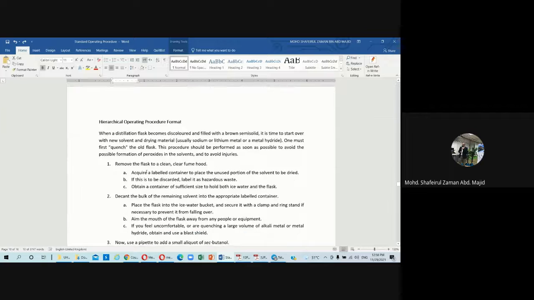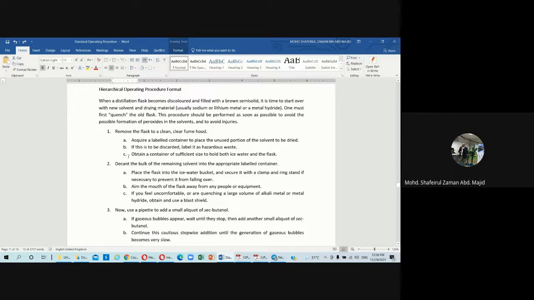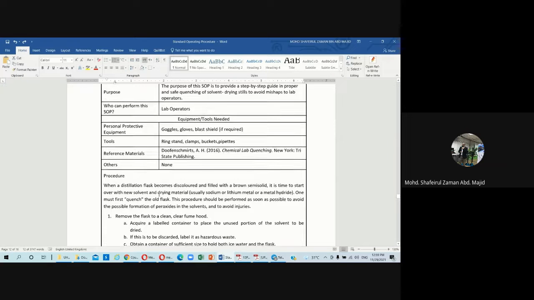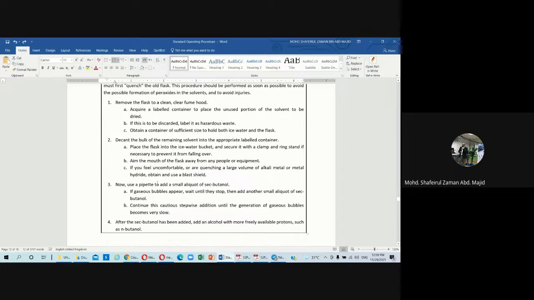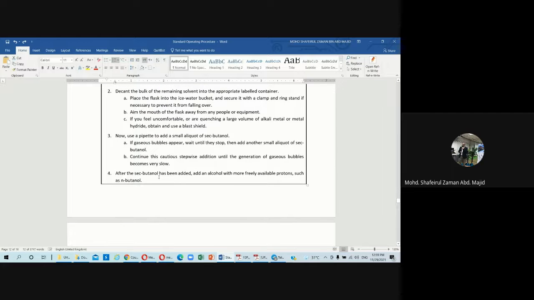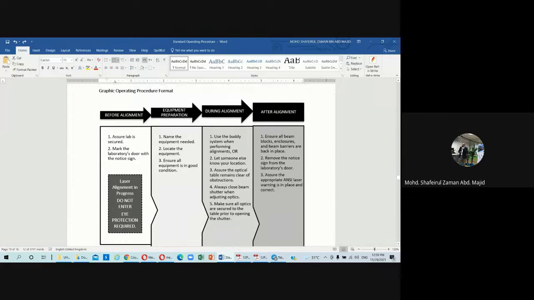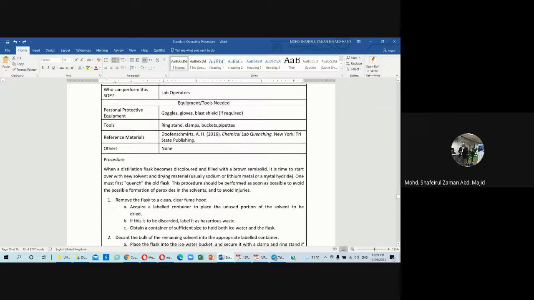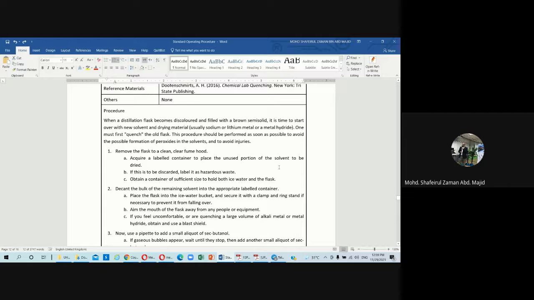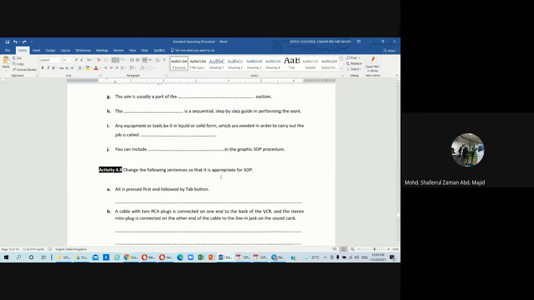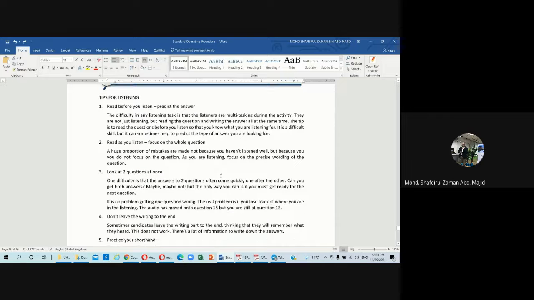Okay. Next, you have the hierarchical operating procedure format. So you have step number 1, step number 2, step number 3 here, up until the final step. Okay, and this is how you're going to put it in your template. For graphic operating procedure, it will be the same, whereby you take this template and put it in the SOP template like this for the procedure. So you're going to replace it here. Okay? All right.